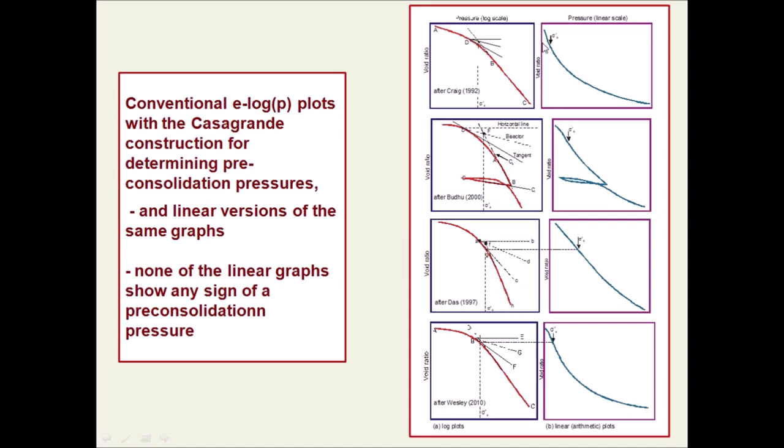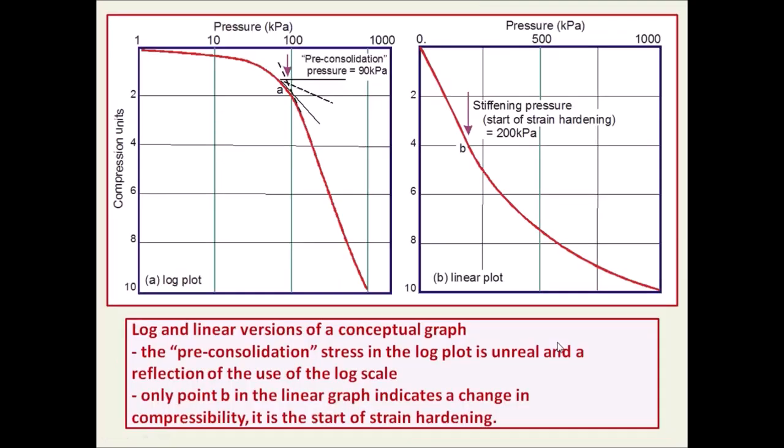But when you replot that on a linear scale, the picture is totally different. There's really no evidence at all that this pressure here is anything other than a feature of the way the data are plotted and the way the Casagrande construction is applied. There's no relationship between that pressure there and any change in the compressibility of the sample. None of the linear graphs show any sign of a pre-consolidation pressure. This is just a graph, actually.